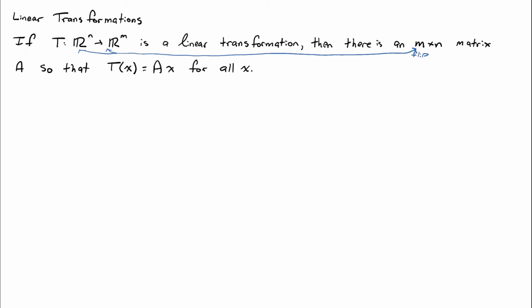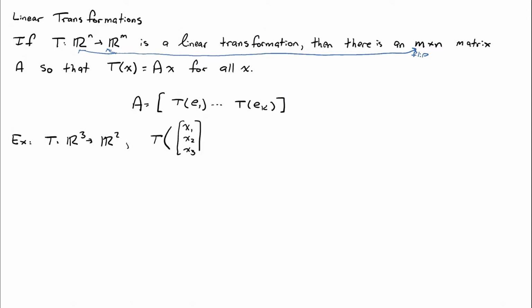Let's take these a step at a time. In general, given a linear transformation T, the columns of the matrix A are given by T of each coordinate vector in order. Consider the transformation T takes R3 to R2, given by T of x1, x2, x3 equals x1 plus x2 and x3 minus 2x1.